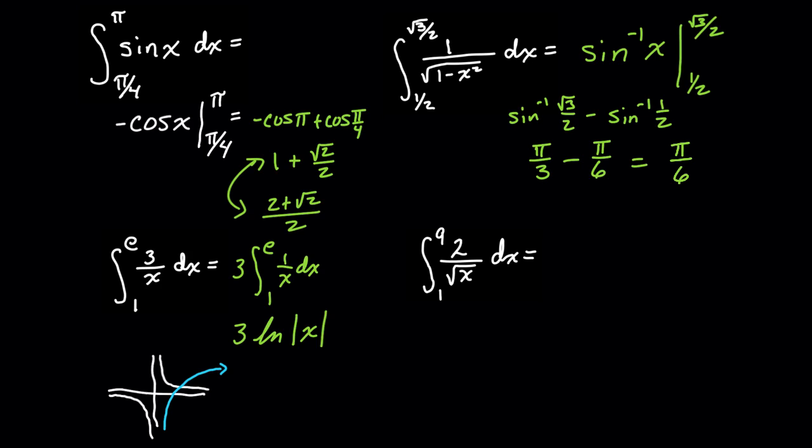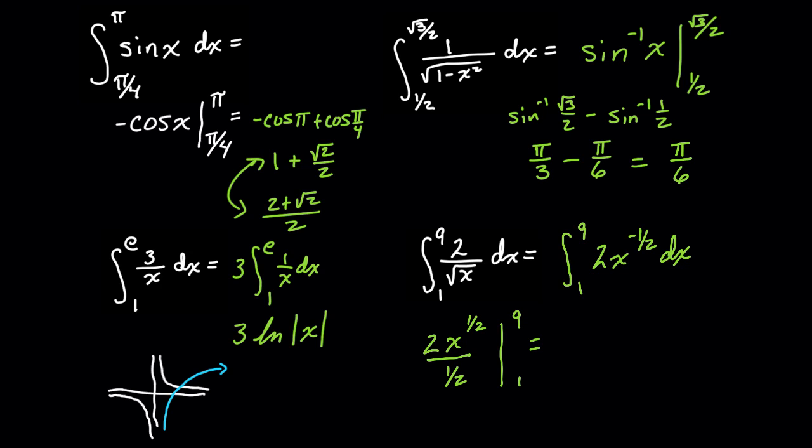Now the next problem, we do want to convert this one into an exponent, and this is going to be rewritten as 2x raised to the negative 1/2 dx. So to find the antiderivative, you're going to add 1 to your exponent, which will give you 1/2, divided by that new exponent, evaluated between 1 and 9.